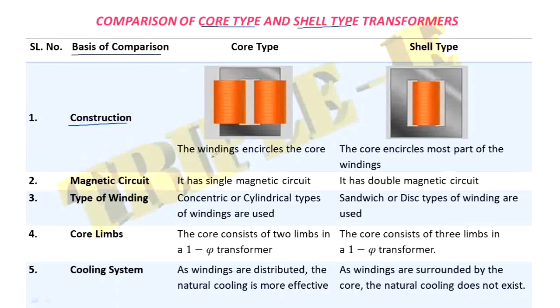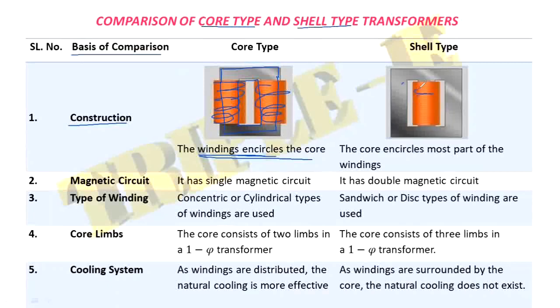In the core type of transformer, as you can see here, the windings are encircling the core. If I say this is the core of the transformer, the windings are placed on the side limbs of the core. So we can say that the windings encircle the core. Whereas in case of the shell type transformer, as you can observe from the figure, the core basically encircles most part of the winding.